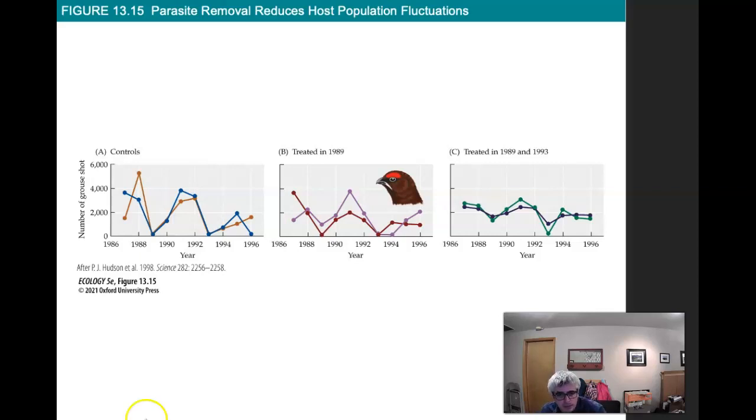They were arguing this was a big difference. Like this 99 crash is definitely not as extreme. The 93 crash is still there. I mean, that is certainly higher than here. So here's two populations that are controls. One population that was treated once in 1989, some success, and then one that was treated in 89 and 93, some success. So it looks like there are some external factors here as well, not just the disease transmission or the parasite load from this nematode.